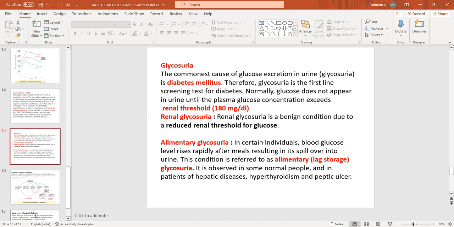The elementary glycosuria: in certain individuals, the blood glucose level rises rapidly after a meal, resulting in its spill over into the urine. This condition is referred to as elementary glycosuria. It is observed in some normal people and in patients of hepatic disease and hyperthyroidism and peptic ulcer.